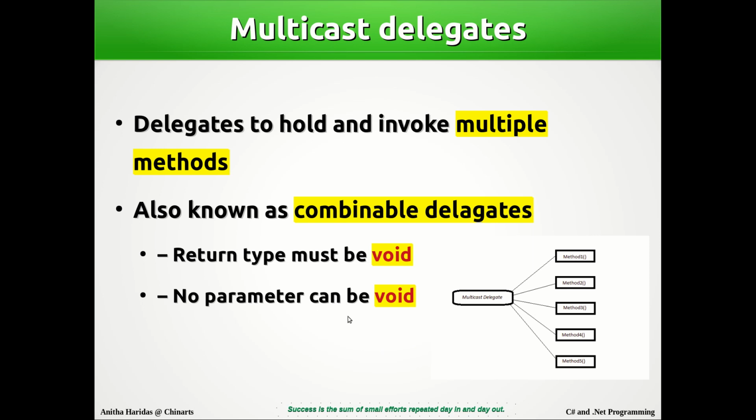And the parameter cannot be a void parameter. That is one condition you have to note here for the combinable delegate. The parameter cannot be a void parameter. You can have primitive data types, or you can have reference data types as the parameter, but you cannot have a void parameter. And the return type generally must be void, but it also allows you to have a return type which can be an integer. We'll be discussing it later.